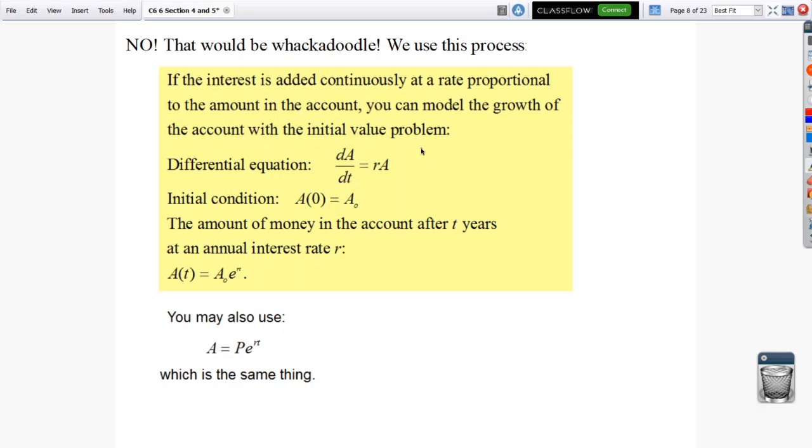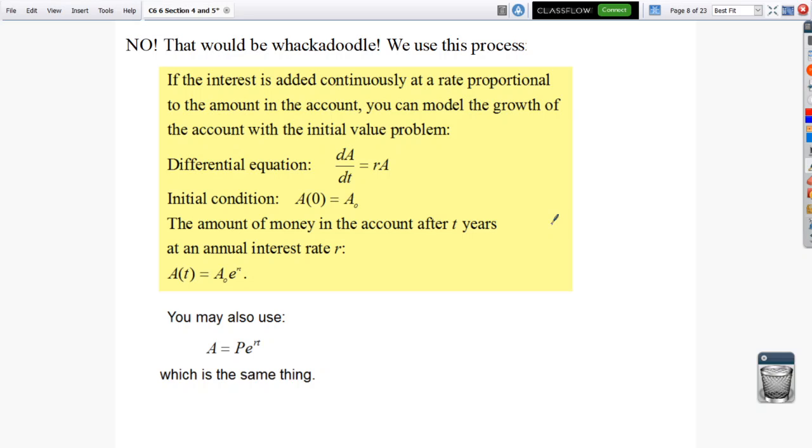No, of course they wouldn't do that. That would be, as I put it here, whackadoodle. Instead, we assume that the rate is growing at a rate proportional to the amount in the account. So what we do here is we model it using this differential equation, where the rate of change of the amount in the account is equal to some arbitrary constant times the amount in the account.